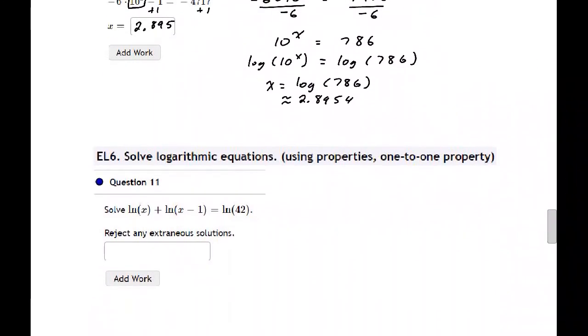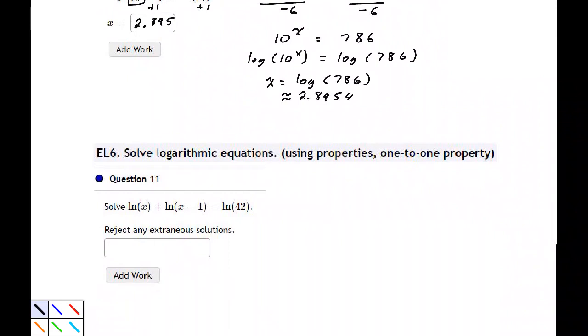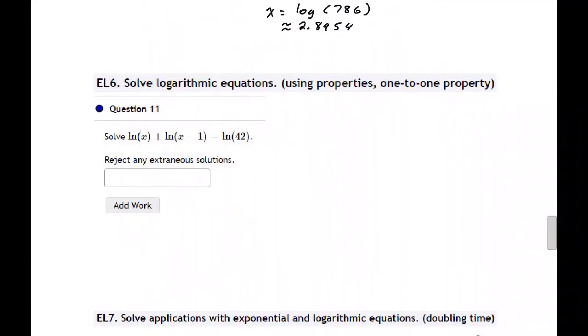The next objective, we have EL6. Solve logarithmic equations using properties and the one-to-one property. So question 11, our one question for this objective, is solve ln of x plus ln of (x minus 1) equals ln of 42.